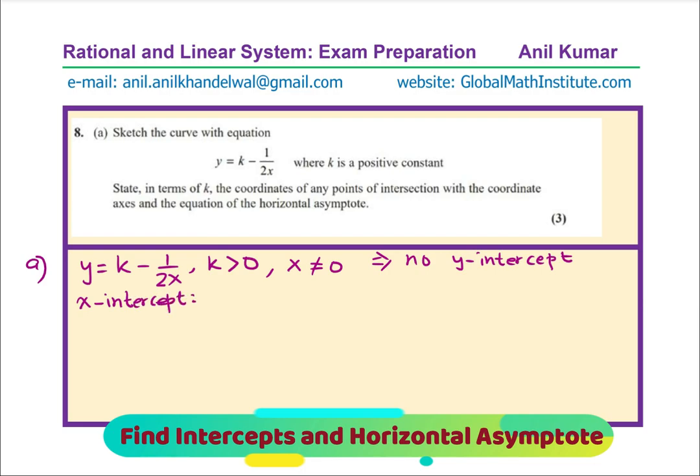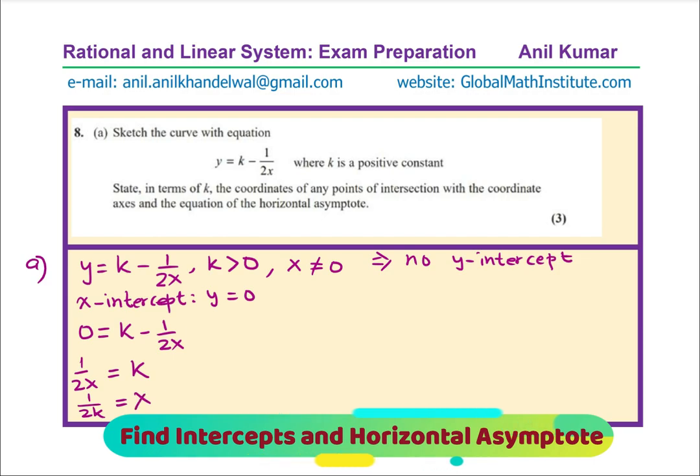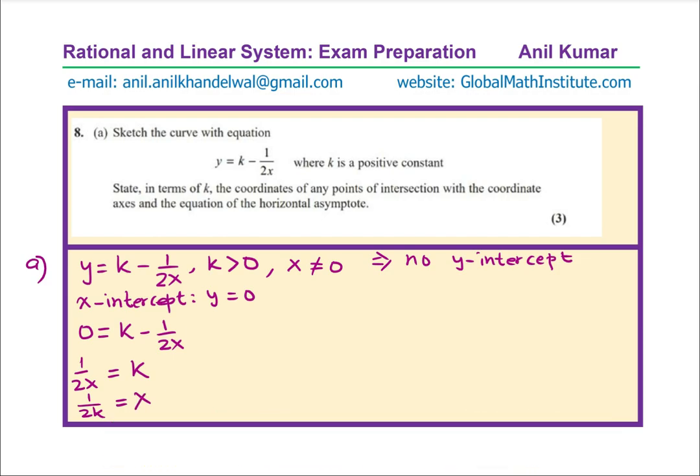To find the x-intercept, we substitute y equals 0. So we have 0 equals k minus 1 over 2x. So we can say 1 over 2x equals k, and we can cross multiply and say 1 over 2k equals x. So we have the x-intercept at 1 over 2k, 0. So that is the x-intercept.